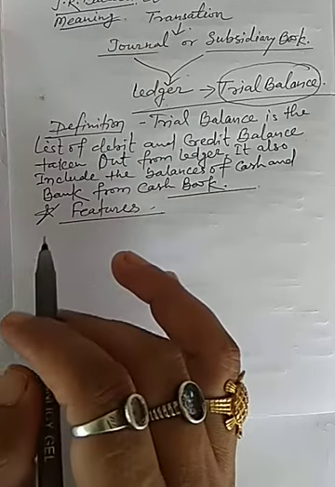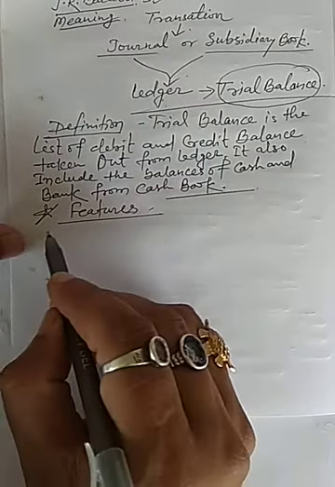Now, the second thing is the objective or need of trial balance.